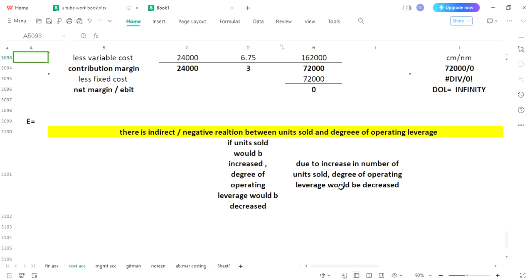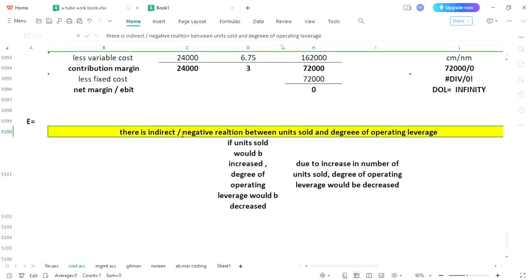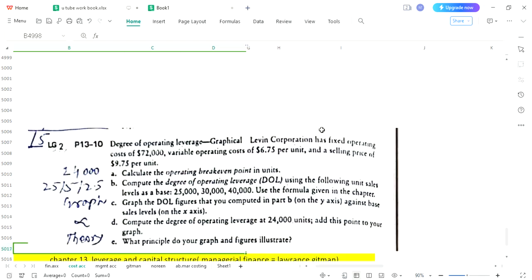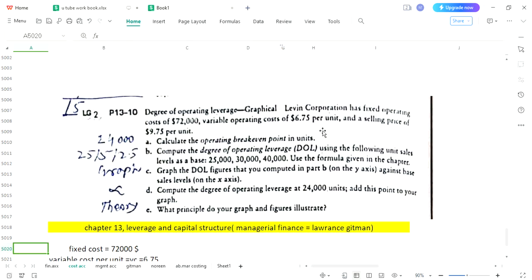Now keep it in mind, there is an inverse relationship, indirect, negative, between units sold and degree of operating leverage. It means if one aspect decreases, the other increases. Unit increase, degree of operating leverage decrease. Unit sold decrease, operating leverage would be increased. Inverse relationship, indirect relationship. So all parts have been solved, question has been reviewed, all answers are matched, and review has been completed. 13.10 is completed.